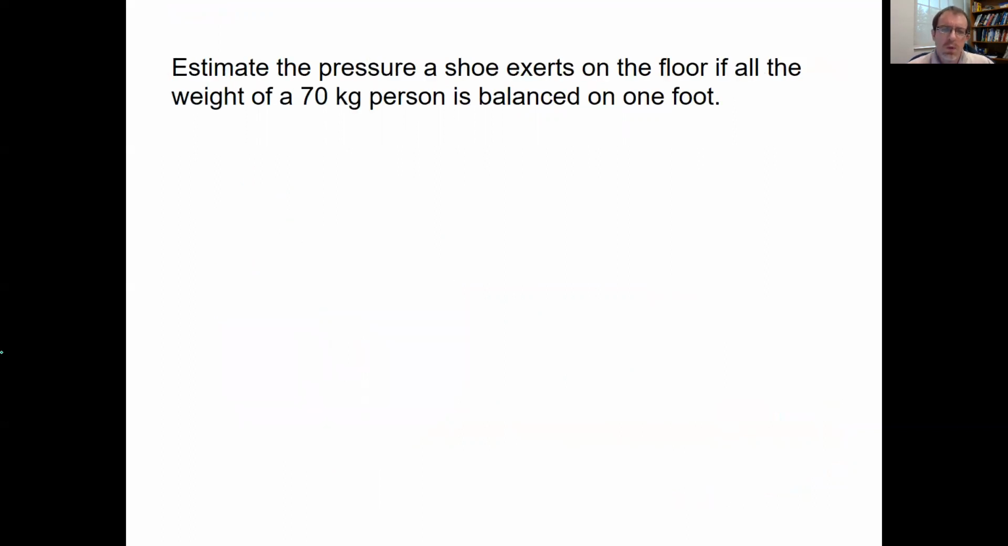I want you guys to picture me balancing on one foot. I'm about 70 kilograms, and I balance on one foot. I want to know the pressure that my shoe exerts on the floor if all the weight of my body is balanced on that one foot. All right, so in order to do this, we can just pull out our equation. Pressure is equal to force divided by area.